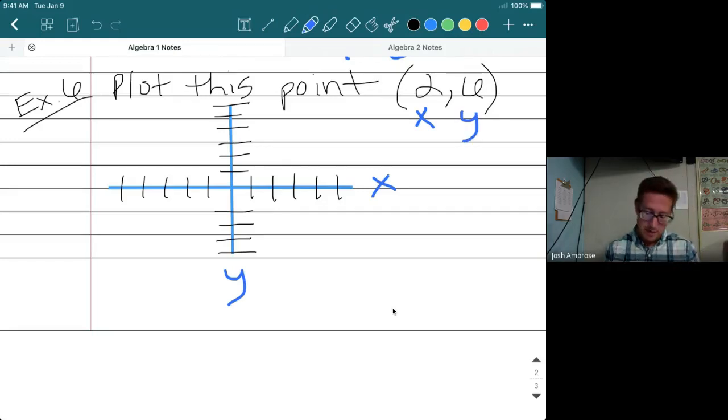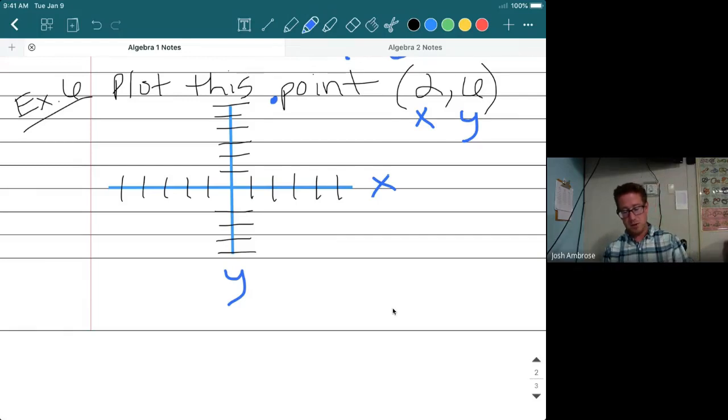All right. Now, everything to the right is positive. Everything to the left is negative for x. Everything up is positive. Everything down is negative for y. I'm looking at a positive 2. So we're going to go to the right 2 times. And then I'm looking at a positive 6. So that means we're going to go up 6 times. And we will land right there.